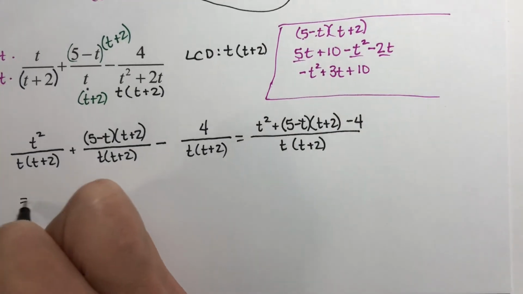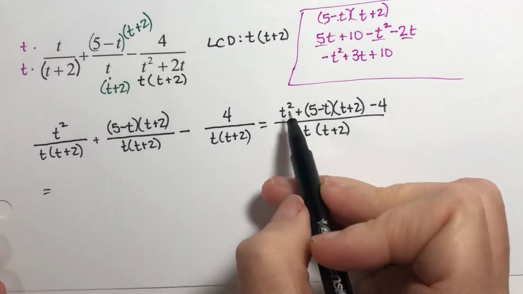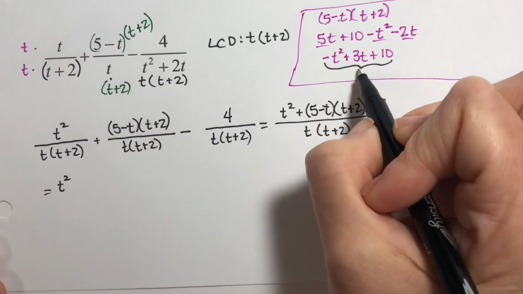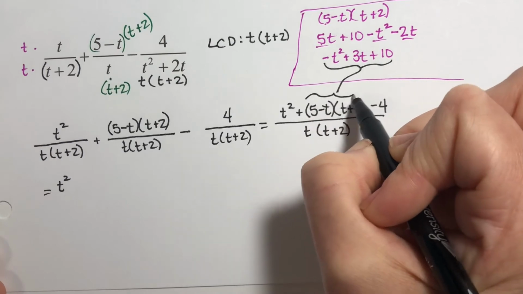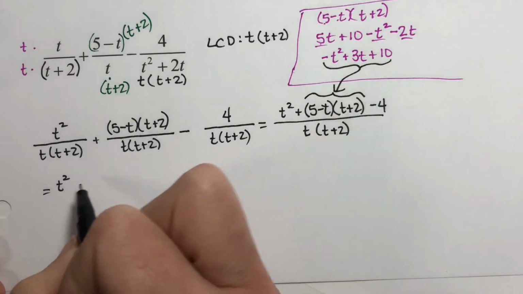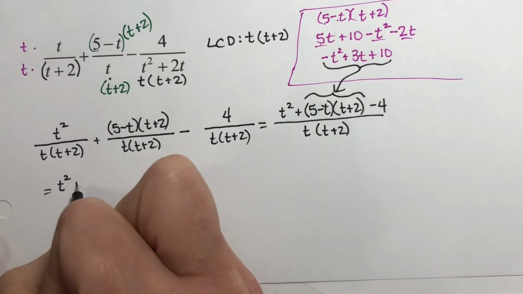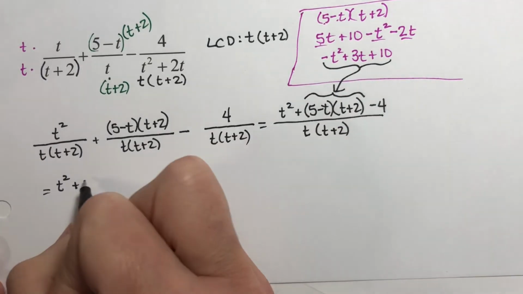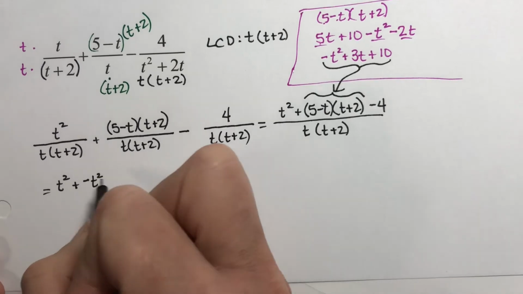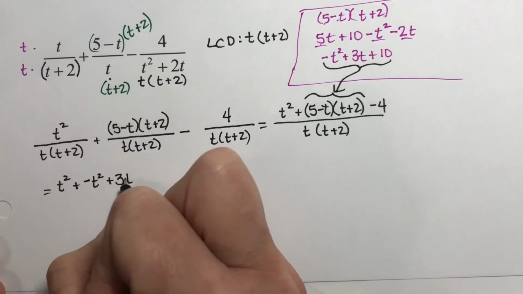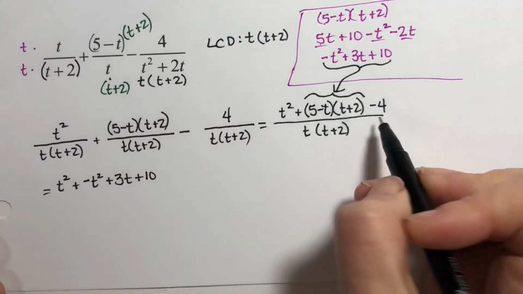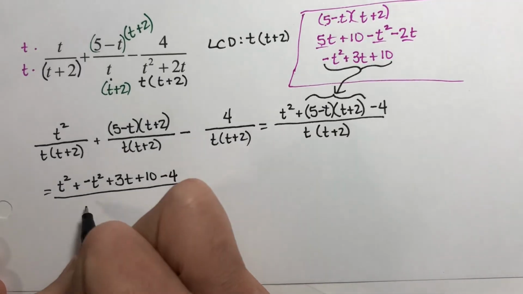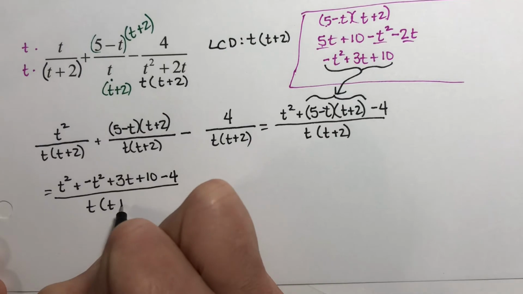So this is the same thing as t squared. Now I'm going to write all of this where all of this is. So it's t squared from here, plus, since it's an addition, I don't have to worry about signs or anything. I can just copy this down. Negative t squared plus 3t plus 10, and then I have the minus 4. And this is all over t times t plus 2.